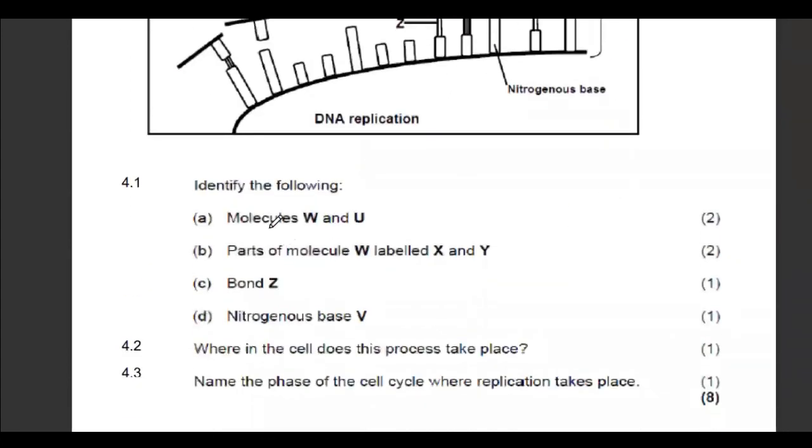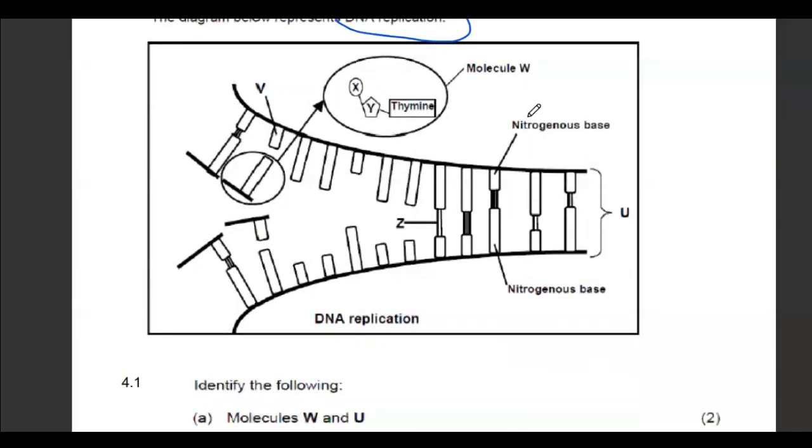Question them. Molecule W, where is molecule W? We have seen it, molecule W is here. It is a nucleotide, correct. Molecule U, where is molecule U? The whole molecule is DNA, correct. Then they are saying that Z is weak hydrogen bonds, correct. And then what is V? How do we know the nitrogenous base V? Because the nitrogenous base is complementary to this, and this is given here, which is thymine. Therefore, V is equal to A, which is adenine.